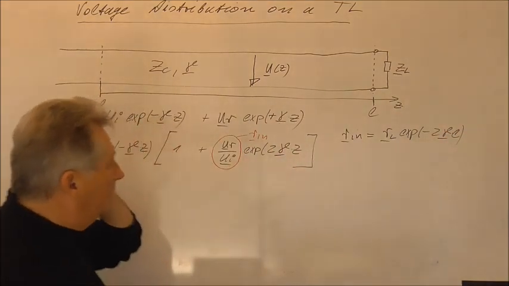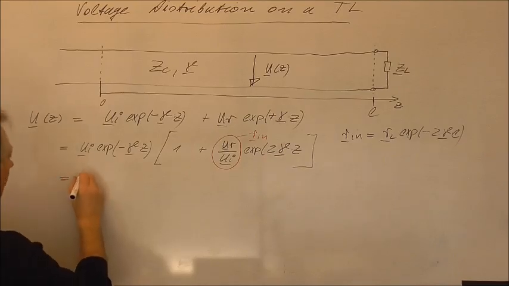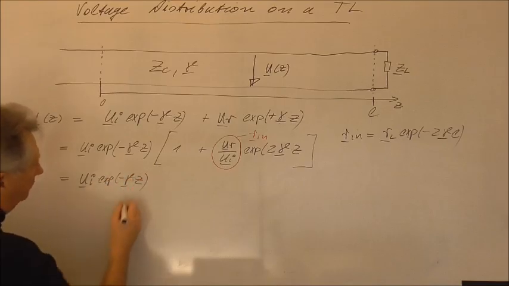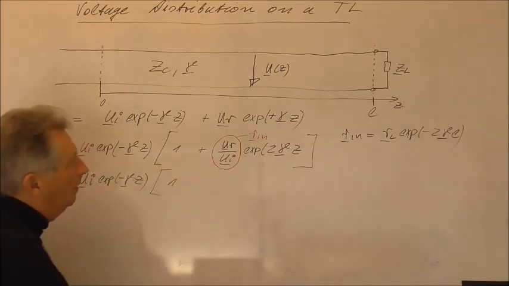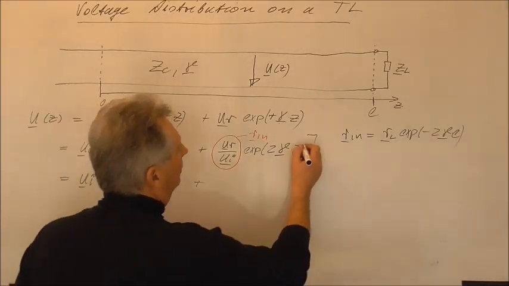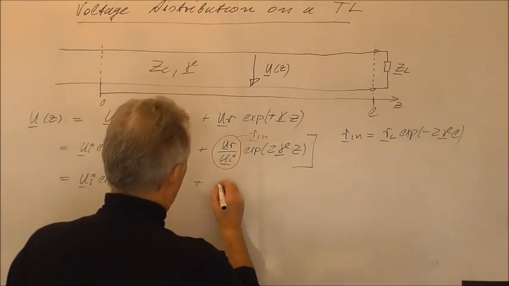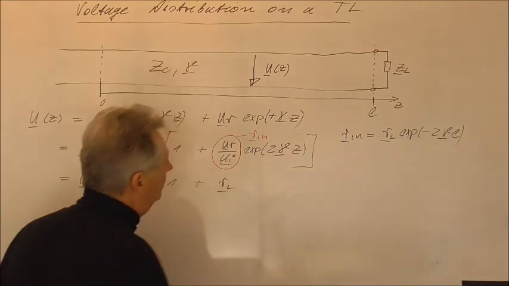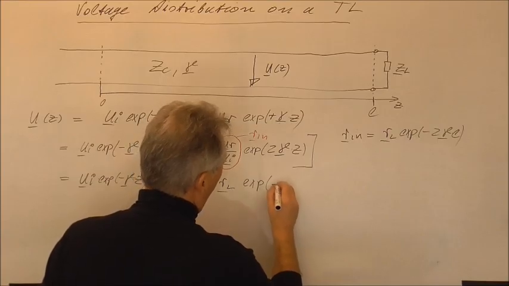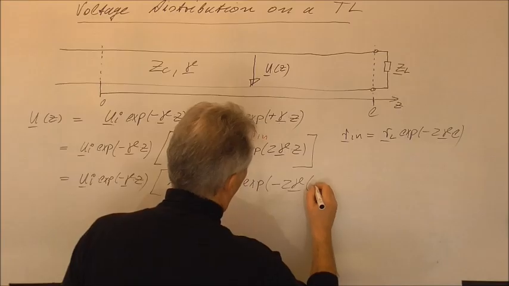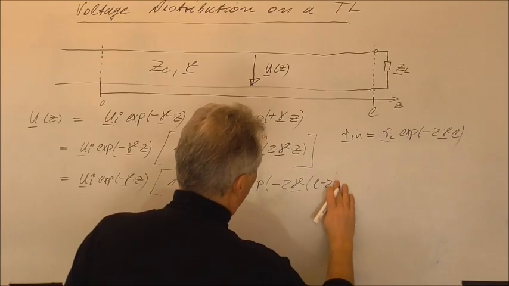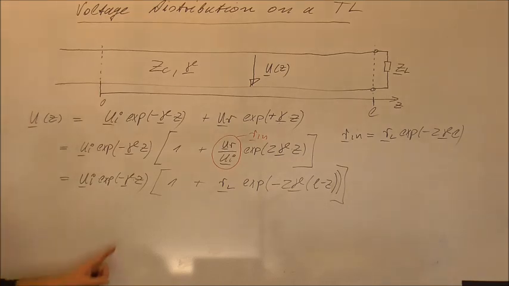Of course, this can be inserted here, and we will get then, this is UE times the exponential function of minus gamma times Z times 1 plus, now we can insert this expression here, and you will see here's a bracket missing, but then you will see that we can rewrite this as the load reflection coefficient times the exponential function of minus 2 gamma, and now we can rewrite here L minus Z.